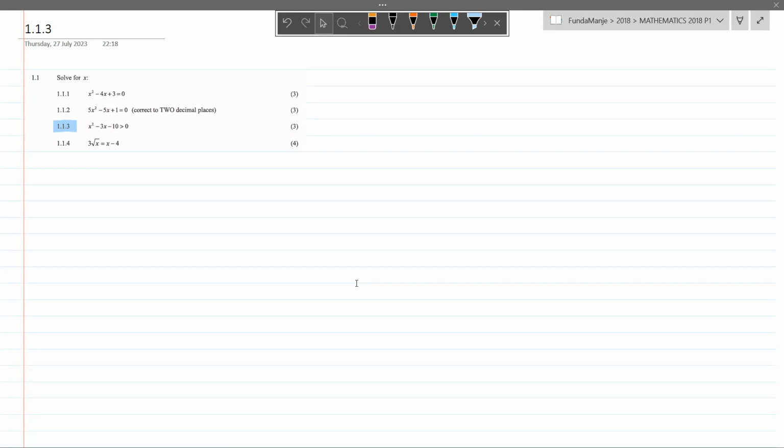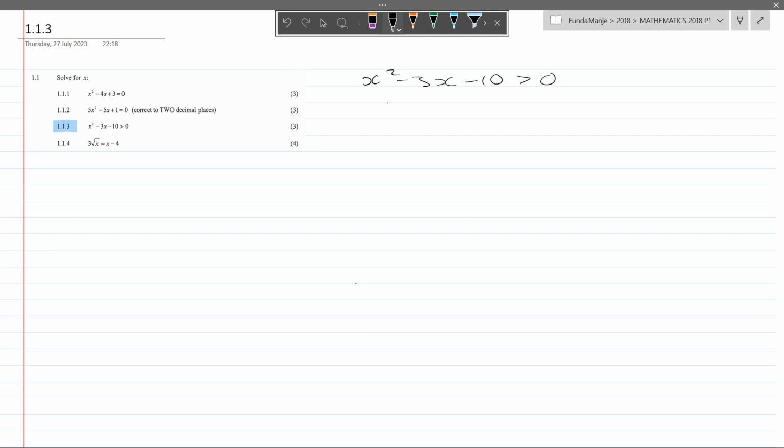1.1.3 says solve for x, and in this question we have an inequality, and with this inequality we solve it just as we would a normal equation. So we have x squared minus 3x minus 10 has to be greater than 0. We're basically trying to find the values of x for which this expression is true. So for which values of x will this expression be greater than 0?